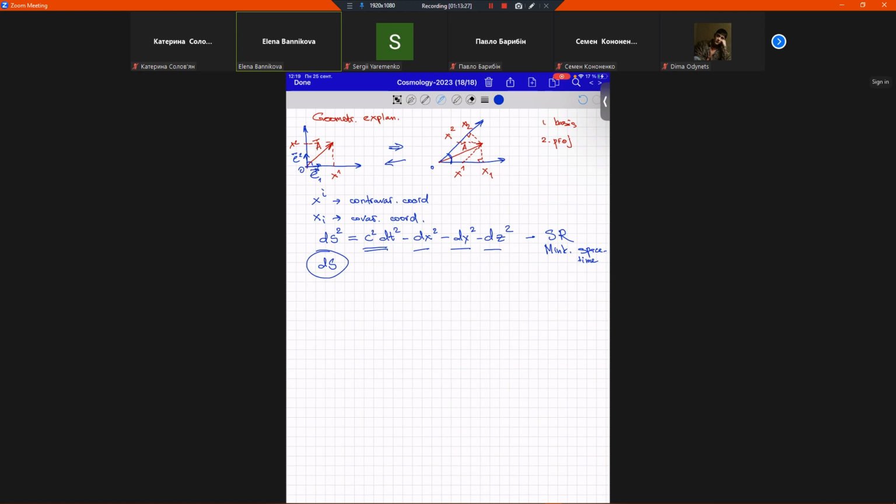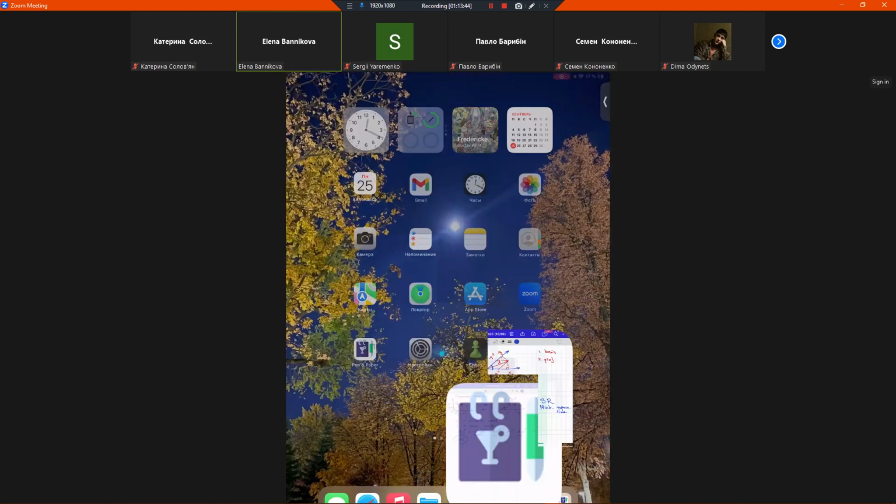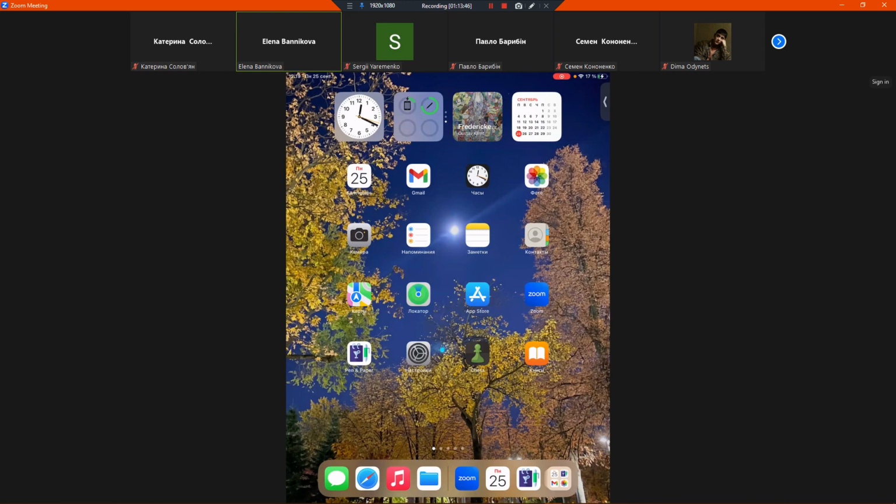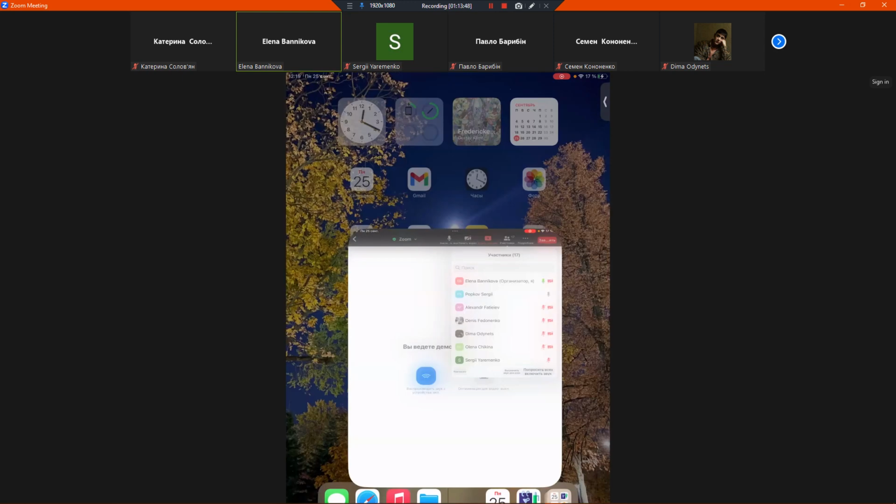So in the next lecture, we will consider the metric tensor. We will also consider operations with tensors, which will be very important for the next step. This is covariant derivation. If you have some question, please ask. If not, I will now take a screenshot of you.